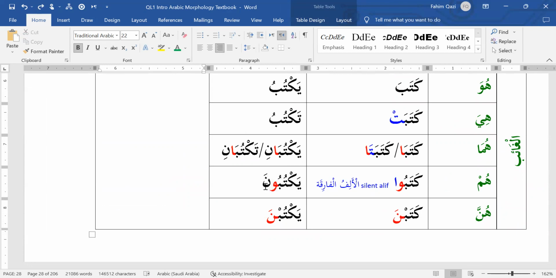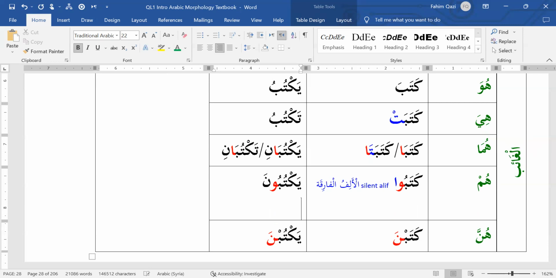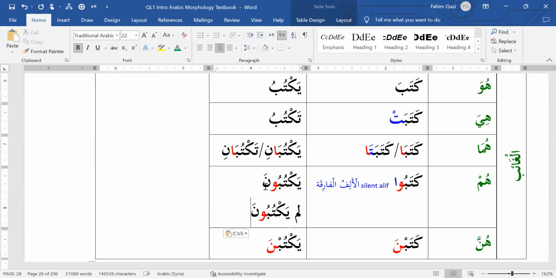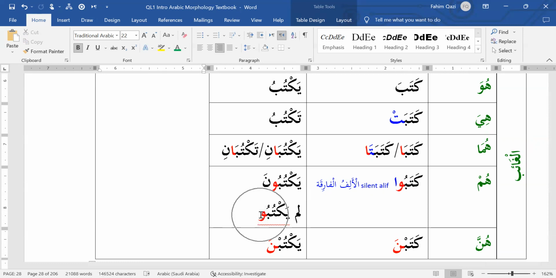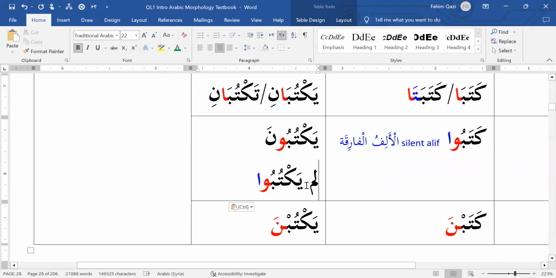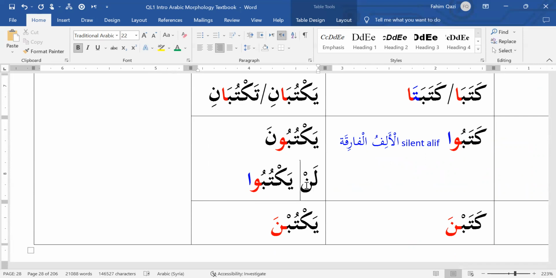Actually, we saw that in Easy Introduction to Arabic. If you remember, if I say lam yaktubu, I have to delete the noon. And as soon as I delete the noon, what do I have to do? I can see that the waw is exposed. Whenever the red waw is exposed, meaning that the red waw is the last thing in a fi'l, you've got to put a blue alif. So lam yaktubu means they did not write. And also remember in Easy Introduction to Arabic, we had lan. Lan also causes the noon to be deleted.